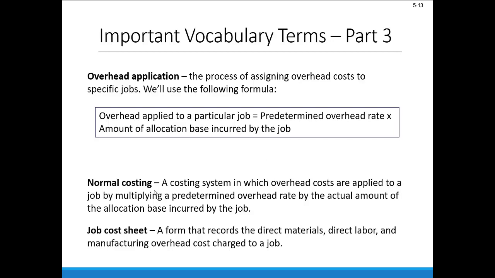Now, normal costing is a costing system in which all of our overhead costs are applied to a job through that mechanism, by taking a predetermined rate times the actual amount of the allocation base used or incurred by that job. And then a job cost sheet we also talked about, or job cost electronic record if we want to think of it that way. Just some kind of tabulation of all the direct materials, direct labor, and overhead costs that have been charged to a specific job at any point in time.